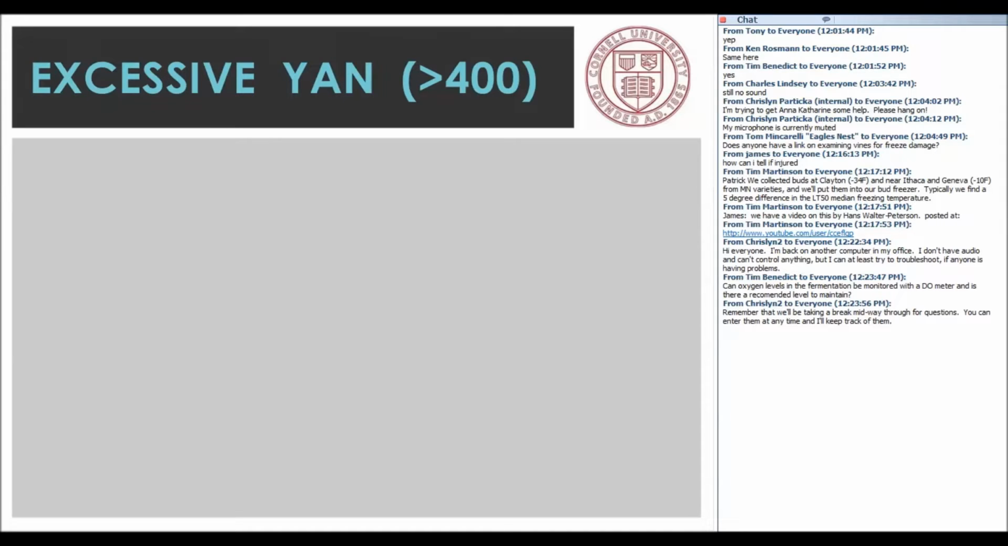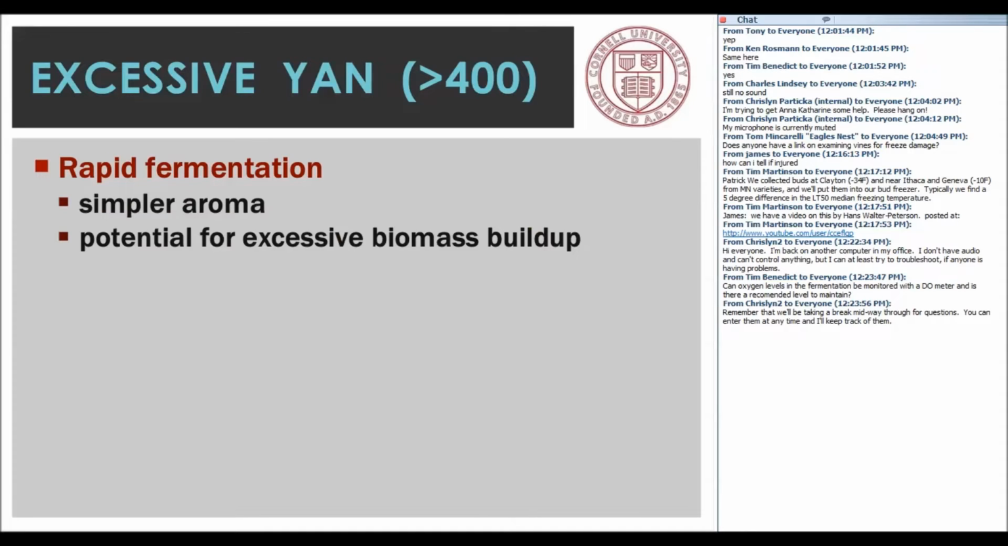All right. Now, finally, the flip side of deficient YAN is, of course, excessive YAN. That's greater than 400 parts per million. Generally, unless you're one of those folks who feels that it should be more than that, usually 400 is what we're talking about. The biggest danger, of course, is that you can have rapid fermentation. That can get your heat too high. Your yeast could be unhappy because of that. It also will give you a simpler aroma sometimes. We don't have good scientific data to prove this, but plenty of empirical data, so that's some work that we're interested in looking at.